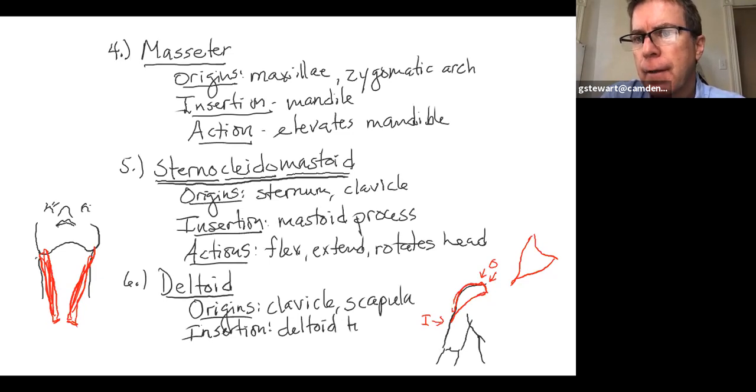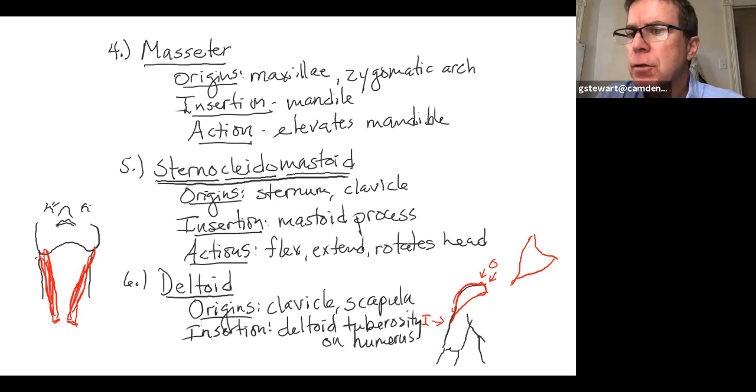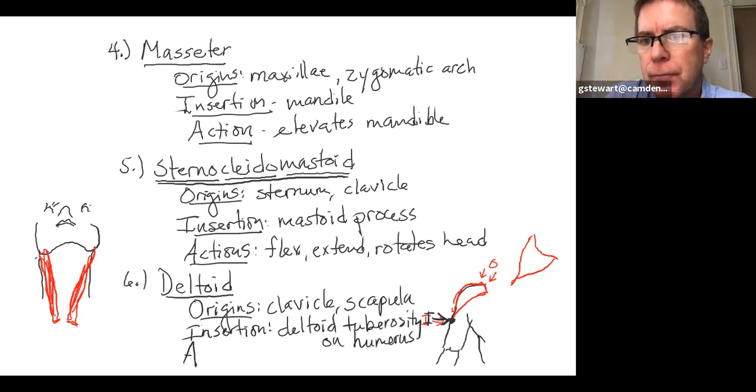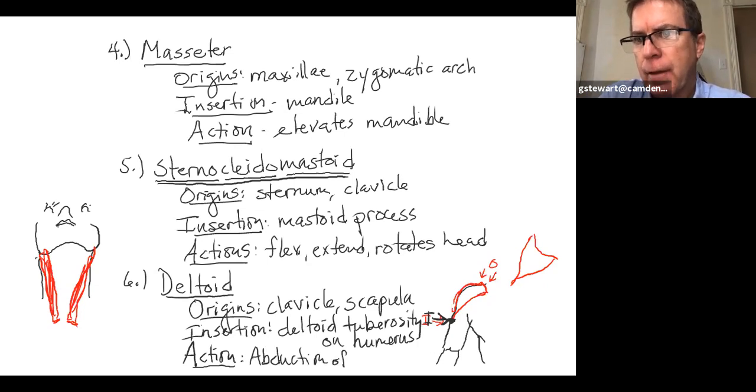Right, deltoid tuberosity on humerus, just to remind you where that is. So the insertion end is here, right here on the humerus. That's going to be the end of movement. So the action is abduction, AB. When we raise our arms, that's an abducting move. Abduction of humerus.